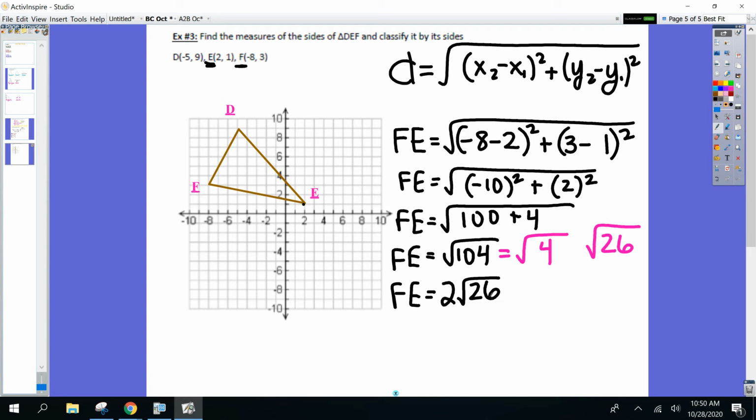All right, so there's FE. Now let's say, before I let you go, let's say 104. There was no perfect square that went into 104. You're done. Okay, that's already in simplest form. If a perfect square does not go into your number, you are done. All right, so you got DE and DF left. DE and DF, go right ahead, and then we'll come back and talk as a group about what we got.